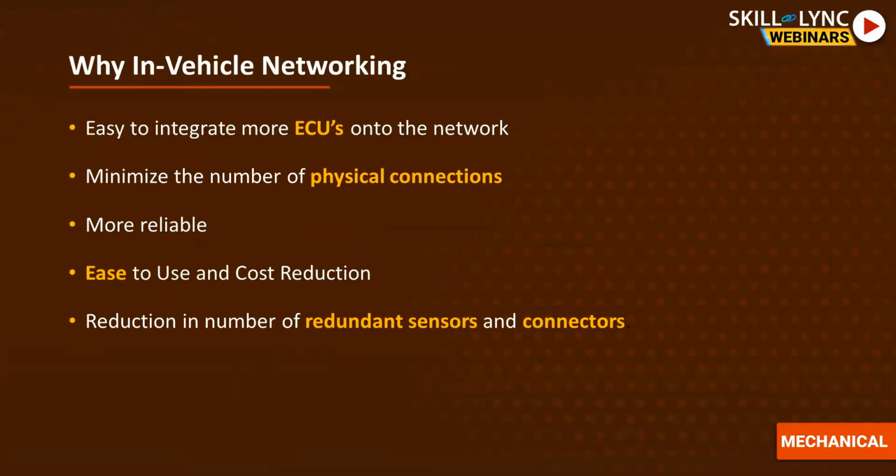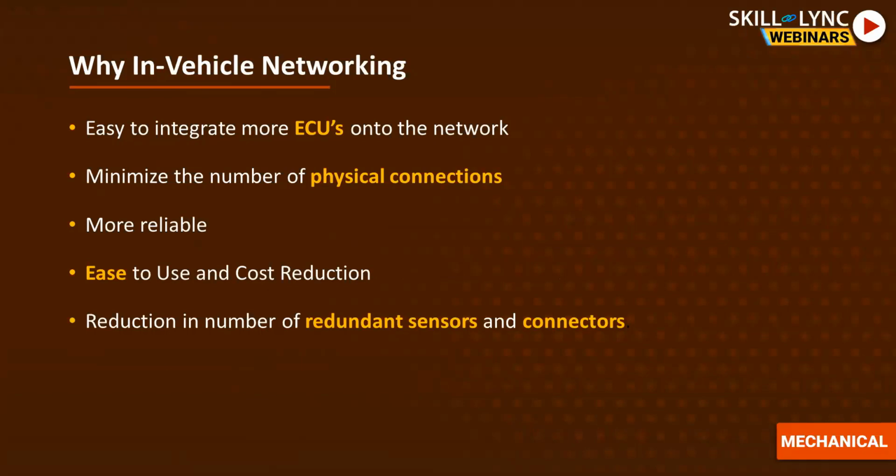You just have to tap two wires of the new ECU, CAN high and CAN low, to the bus network, and for the rest you give one positive and the ground. That's all that is required. Only four connections to the wiring harness, and you can just release the vehicle again. Then the next point is that it will minimize the number of physical connections.